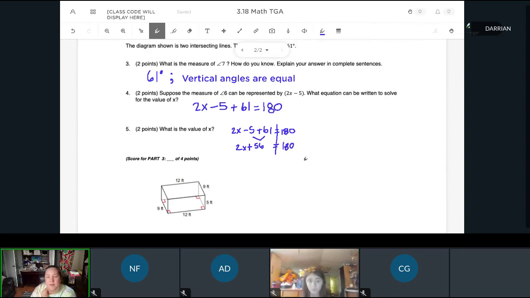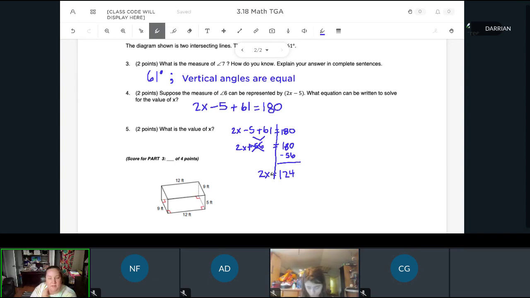All right. Now, what can I do with that 56 to get it off of the left side? Very good. I can subtract it from the right side. So minus 56 over here. And it cancels out on this side. And we just have 2x left on that side. And 180 minus 56 gives us 124.